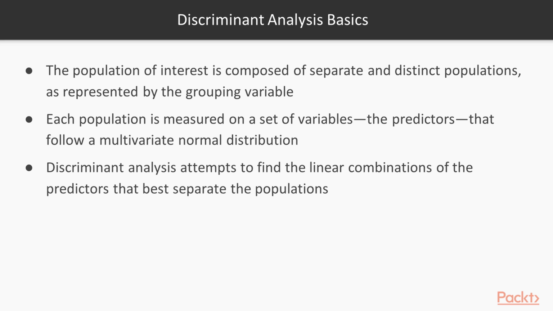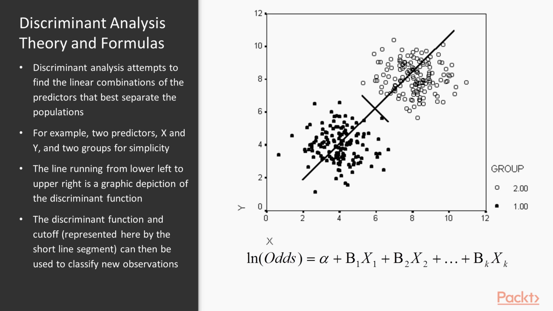Now, discriminant analysis is going to attempt to find the linear combination of predictors that best separates those populations. This is the way that discriminant analysis is going to look. Like I said, it's going to attempt to find the linear combination of predictors that best separates the population. So in this particular example, let's assume that we have two predictors, and we're just going to call them X and Y. They could be whatever it is that we have an interest in. And let's say that our dependent variable has two groups.